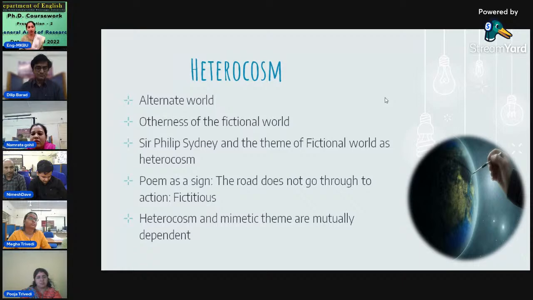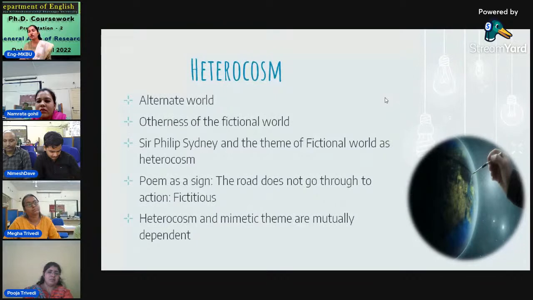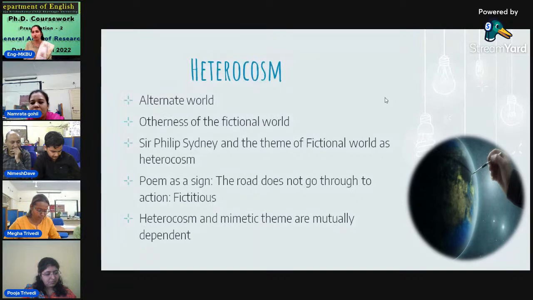And this heterocosm as a fictional world, this is not a new concept. Even in the time of the Renaissance age, you find that Sir Philip Sidney has already talked about this. He presented the theme of fictional world as heterocosm, that's another universe. He also talked about poem as a sign. This is what he has said: the road does not go through to action, means it is a fiction. It is fictitious, that's not the real one. Means there is a difference between the real world and the fictional world.